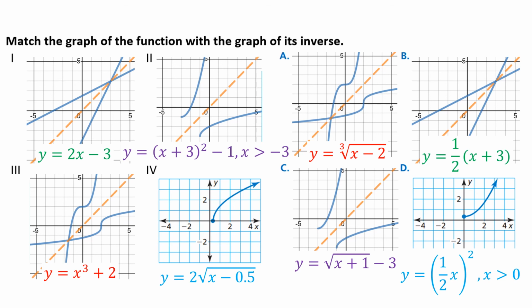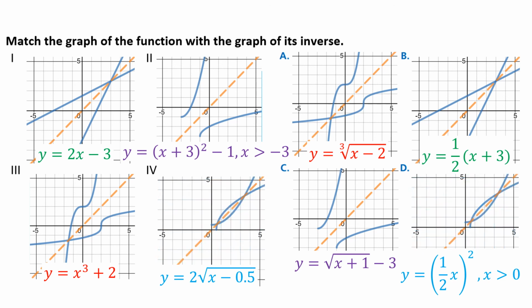And the square root function was just the positive half of the parabola. So when we come over to D, we're going to restrict our domain and say we only want to go when x is greater than 0.